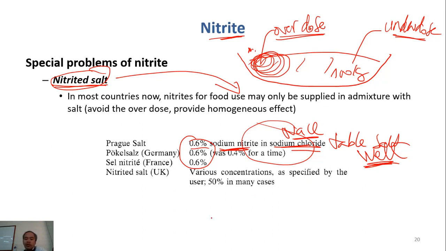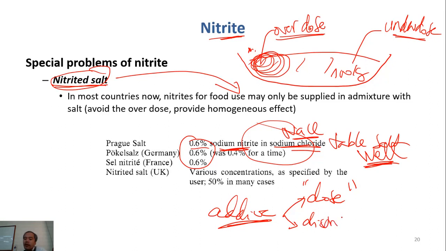It's very important when we use an additive in food processing that we follow the rules. We have to follow the rule on the approved dose level that we are allowed to use. And the second point we have to care about is that we have to be sure that they are distributed evenly in the food. Everywhere is the same. Okay, sodium nitrite in sodium chloride, 0.6% of sodium nitrite. This is called Prague salt. And then they have different commercial names for this salt.